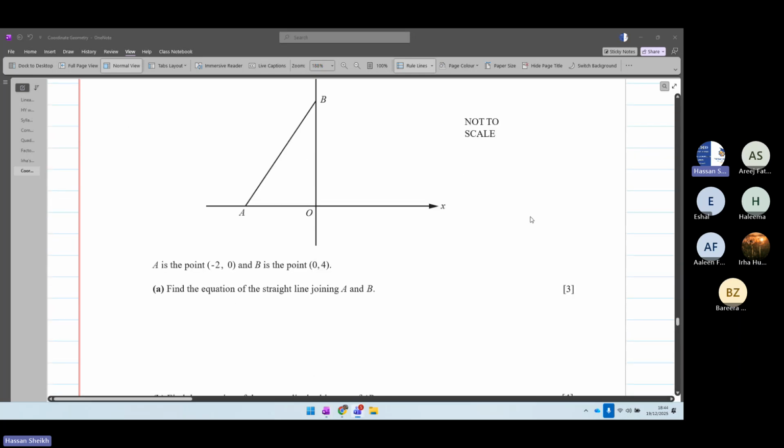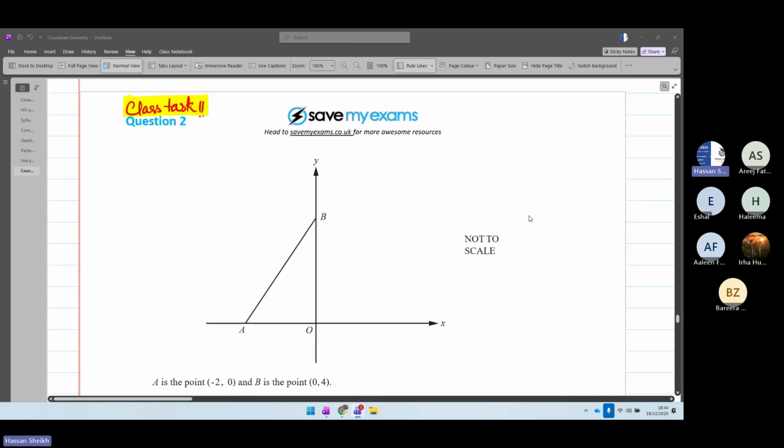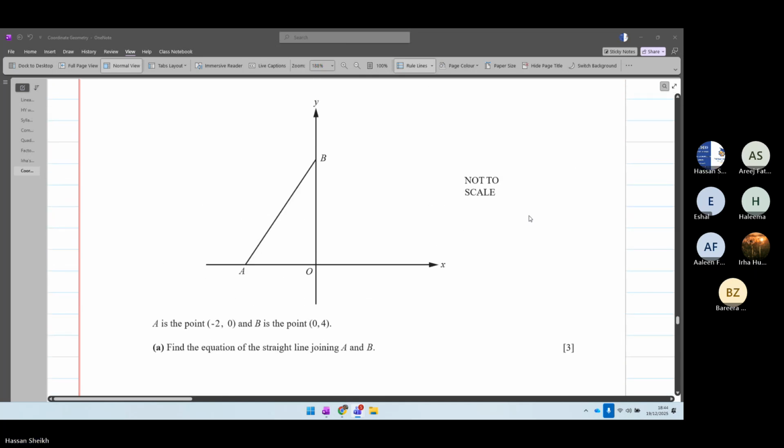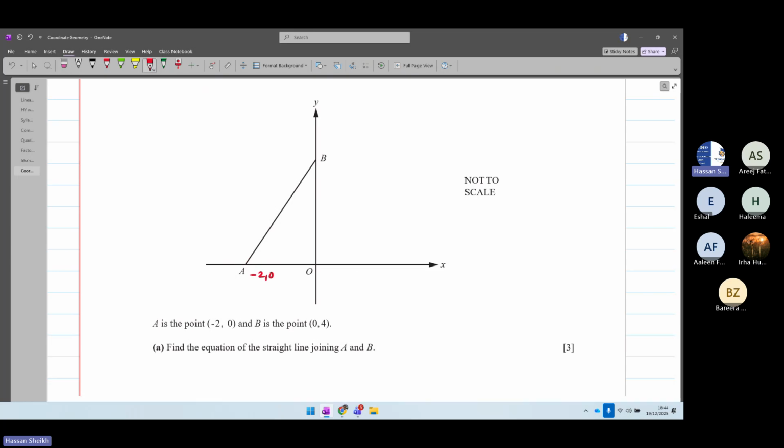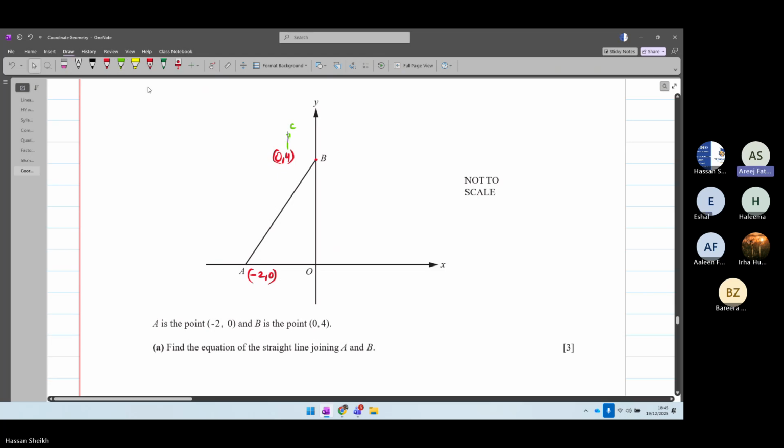Let me show you how we'll apply everything that we have studied today in this question. Question number 2: A is the point (-2, 0). So let me mark A here. This is A. Do you agree that A is the x-intercept of this line? Yes. And B is the point (0, 4). What is the value of c? 4. Do you agree, because this is the y-intercept of this line? Yes.